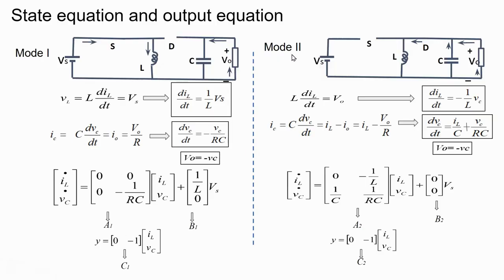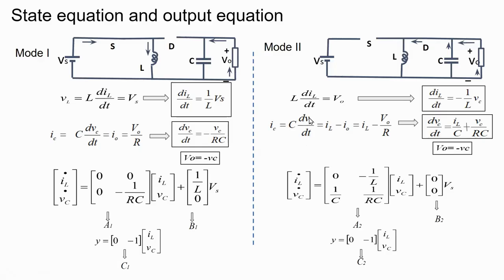Similarly, for mode 2, we can obtain the dIL by dt and dVc by dt. During mode 2, switch S is in the off condition and diode will be in the on condition. So writing the voltage across the inductor, L into dIL by dt can be written as equal to V naught. So from which we can write dIL by dt equal to minus 1 by L into Vc, where V naught is nothing but minus Vc. And applying KCL at this node, we can write that IC plus I naught equal to IL, or IC is equal to IL minus I naught.